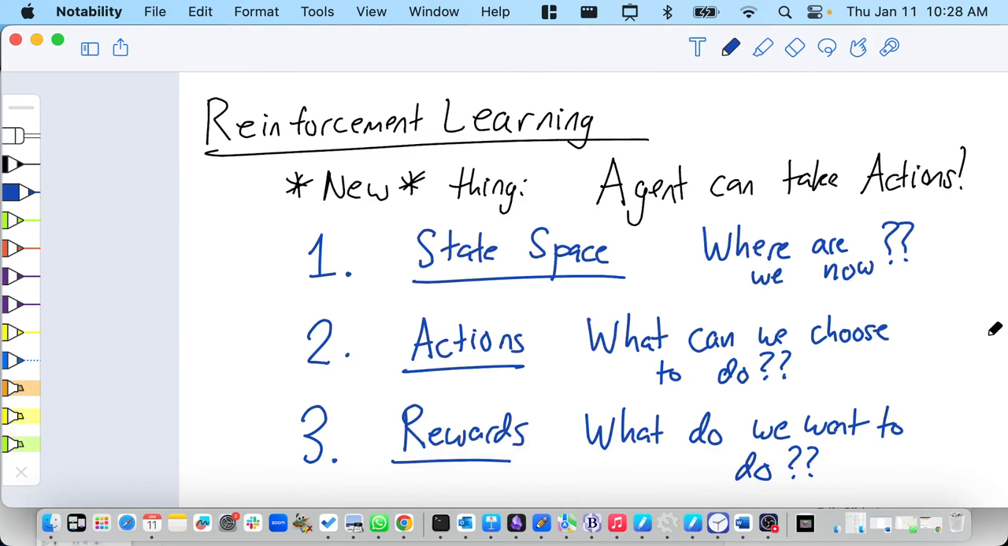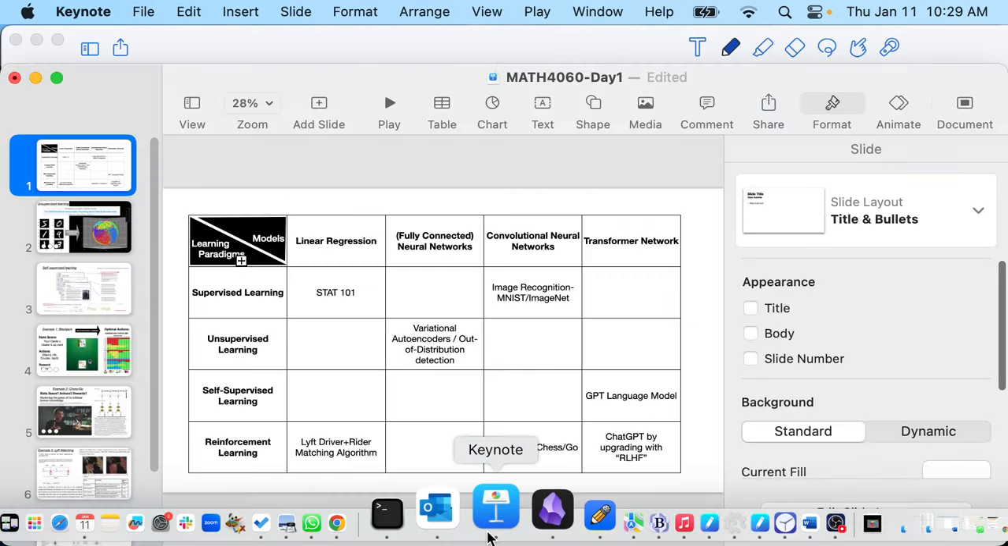It's these three ingredients, and how do you train systems to maximize the rewards? So you're given some system that does these things, and you want to figure out in what way can we find the right function to maximize the rewards. And I'll give you a bunch of examples now of these things. Let's go to the table.